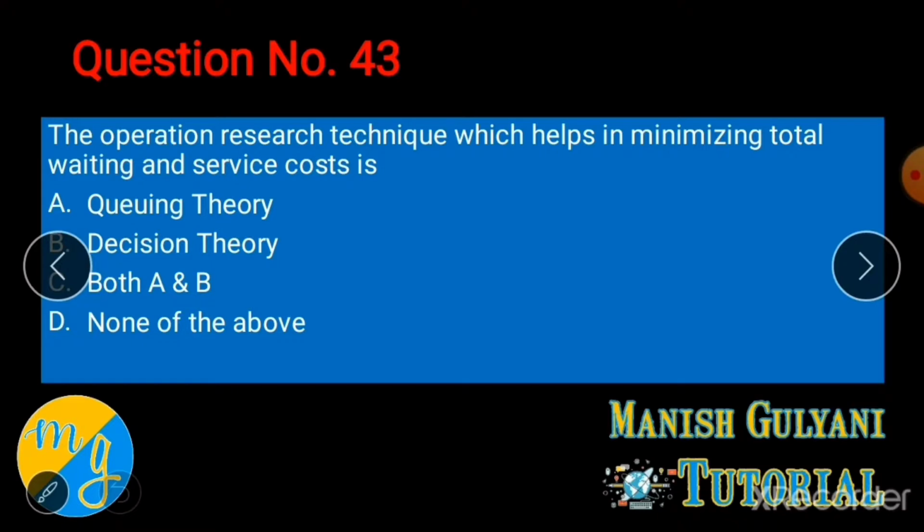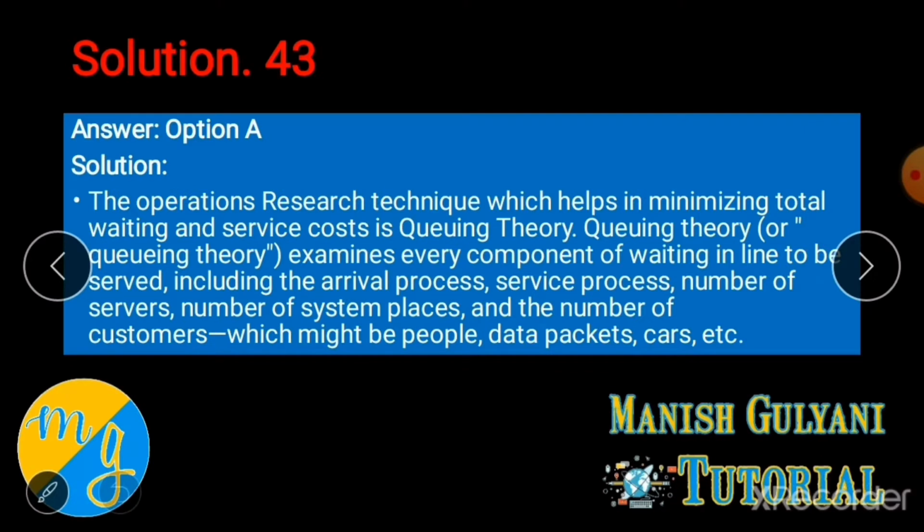Then question number 43. The operation research technique which helps minimize total waiting or service cost is queuing theory, decision theory, both A and B, or none of the above. The terms minimize total waiting time and service cost are mostly heard in queuing theory, where the main objective is to reduce the waiting time. Option A is the correct option.